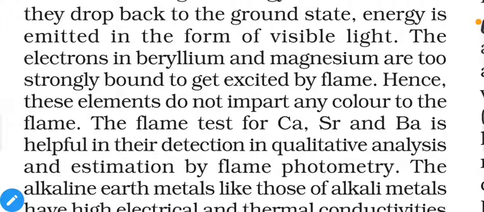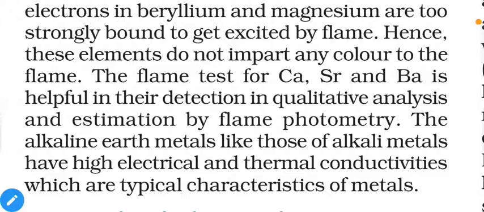The flame test of Ca, Sr and Ba is helpful in their detection in qualitative analysis and estimation by flame photometry. Now, qualitative analysis practicals are also in our syllabus. Inorganic qualitative analysis practicals use some of the metals mentioned here. When we put the paste of these metal compounds on the flame, the flame color will be as mentioned here. Depending on the metal, the flame will give different colors, and we can identify the given element from the color produced in the flame.